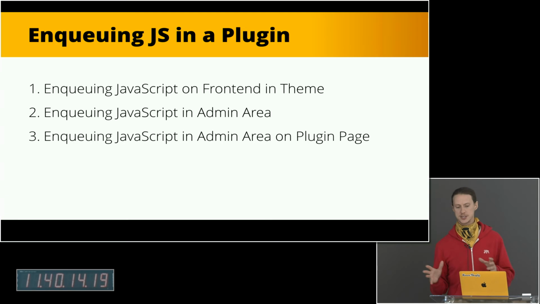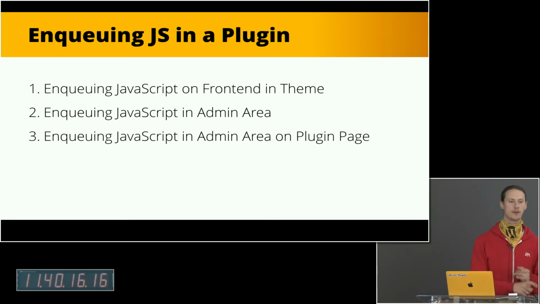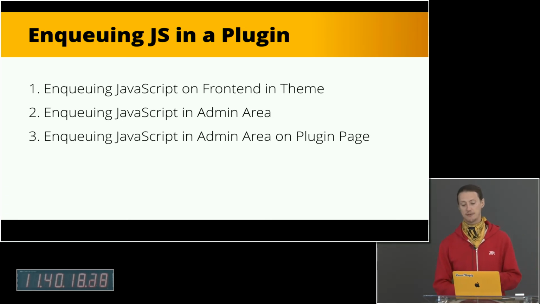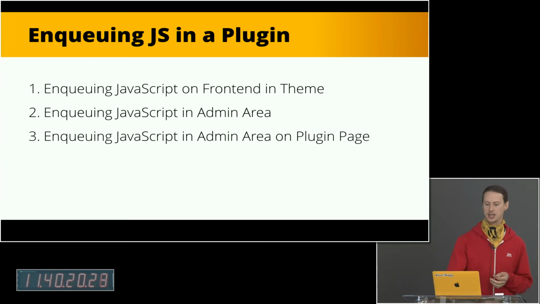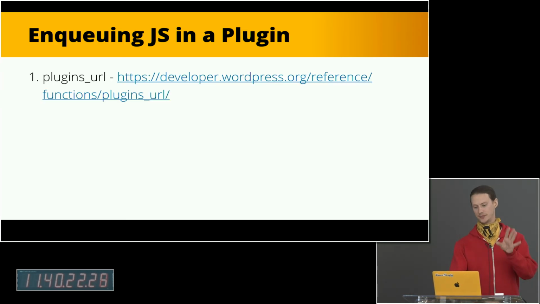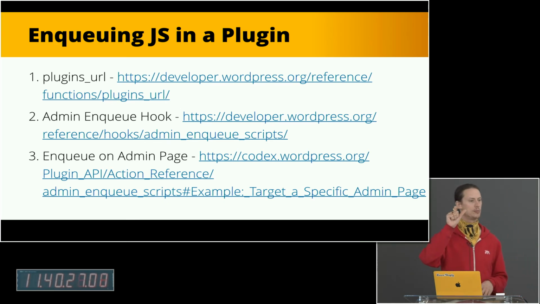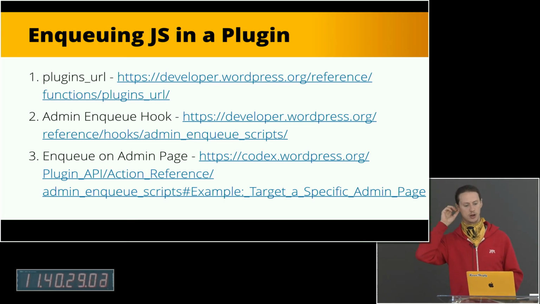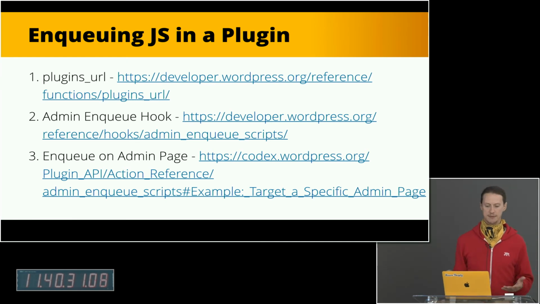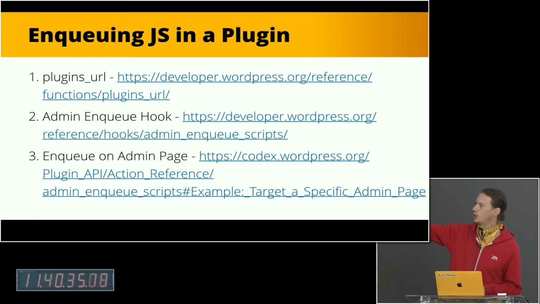So again, we have these three different options here. We can get it on the front end, we can get it on the admin area everywhere, or we can get it just on our plugin page. And so guess what we're doing? The links. Again, I put these up in the repo now, so if you look in the repo, you should see slides, so you could follow along if you want to click on any of these. Again, everything is documented pretty well. You can see this last link here is on the codex, and it has some stuff that hasn't made its way over to the newer documentation yet.